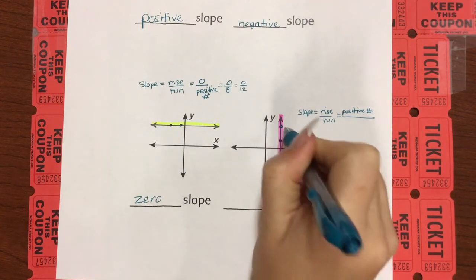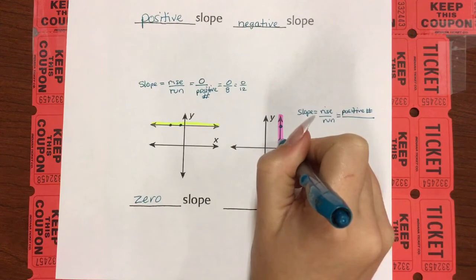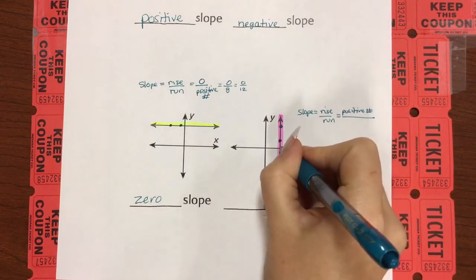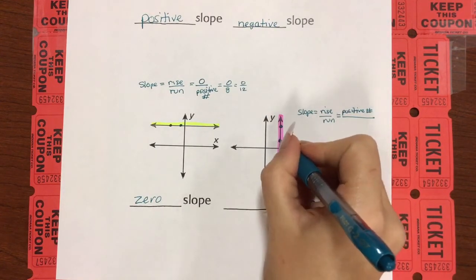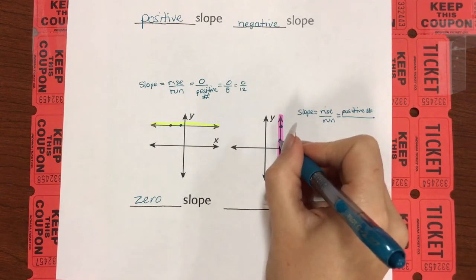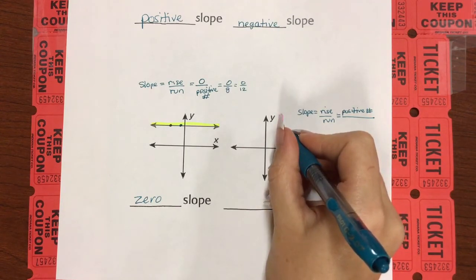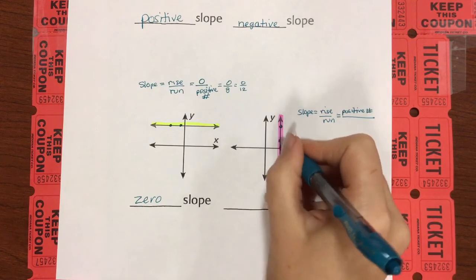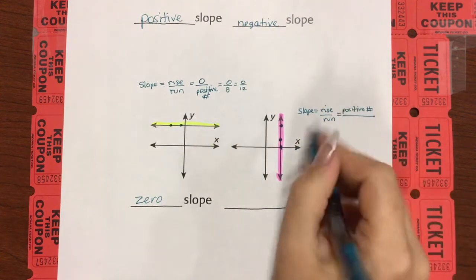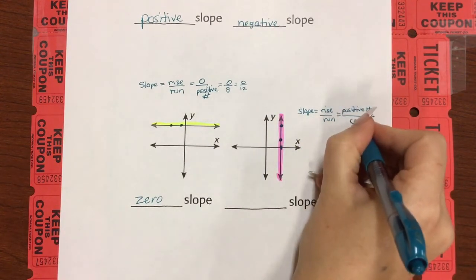Now, let's talk about the run, the change in the x values. If we're starting at this point and going to this point, does the x value change? This would be the x value, whatever it is. I don't know, it doesn't matter. But does it change? No, this x value is exactly the same as this x value. So the x value does not change. There is no change, so this means that the run is actually 0.